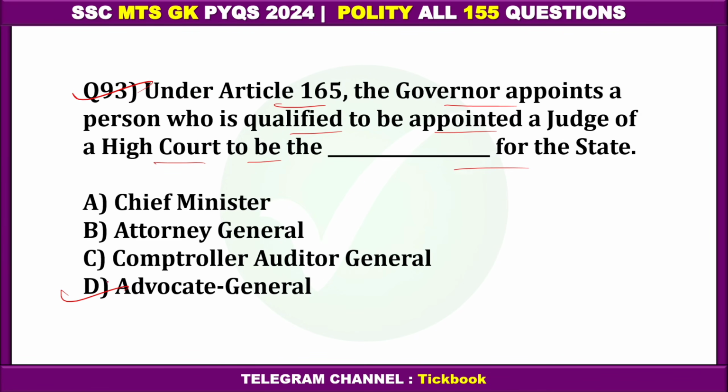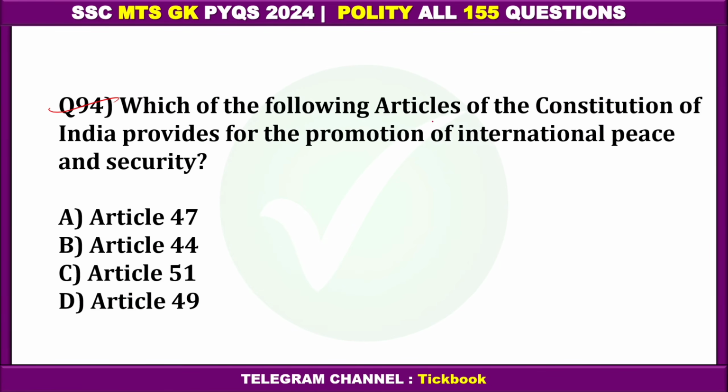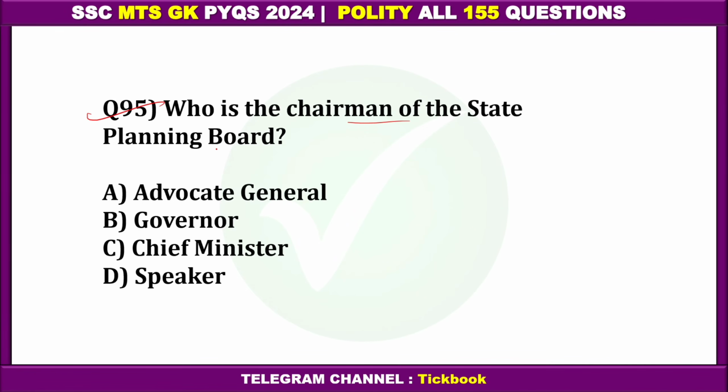Number D, Advocate General is the correct answer. 94. Which of the following articles of the Constitution of India provides for the promotion of international peace and security? Option number C, Article 51. 95. Who is the chairman of the State Planning Board?